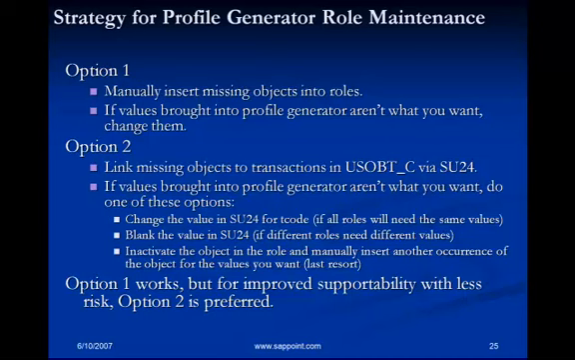Now, what is the best strategy for role maintenance in the profile generator? When an object is needed for a transaction code and the user gets an authorization error, you basically have two choices. The first choice is, whatever object is missing, you insert that missing authorization object into the role manually. Or, if the values that are brought into the profile generator aren't what you want, you change them, depending on the business processes.